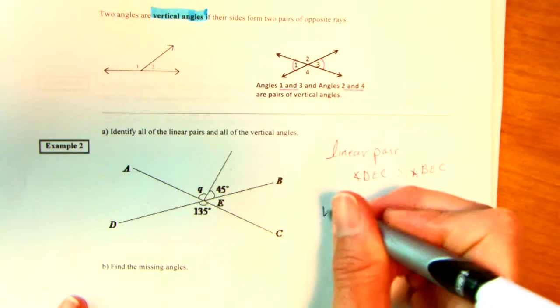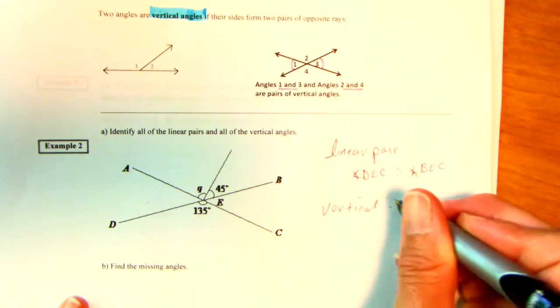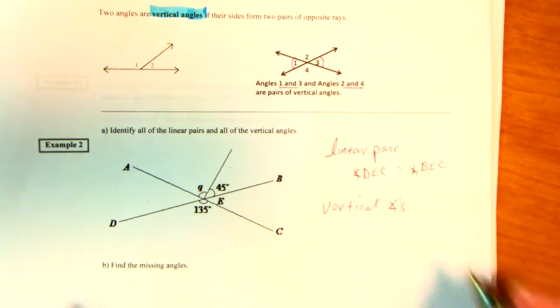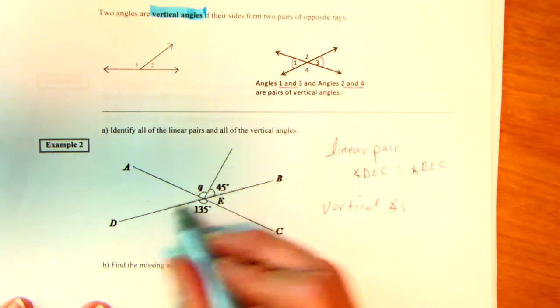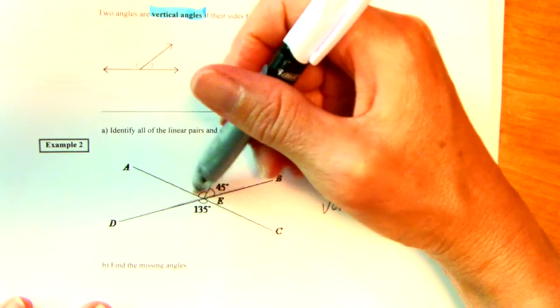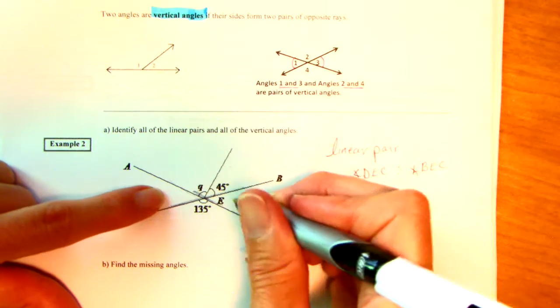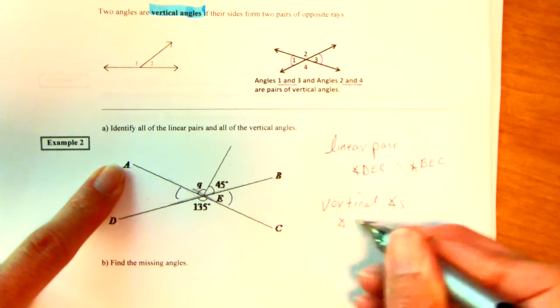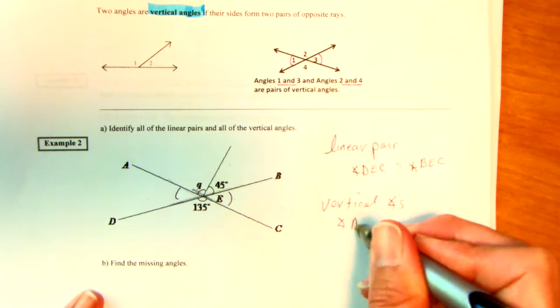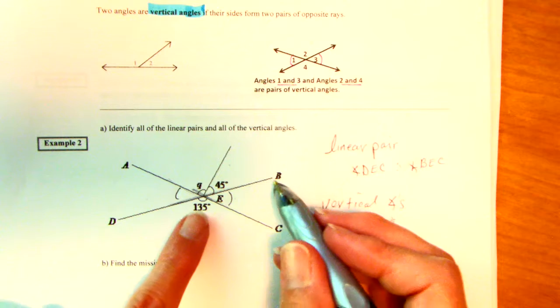Vertical angles. Vertical angles, basically, you want the lines to crisscross, and you'll have these two angles right here, vertical angles. So that means this angle is going to be the same as this one. So we have angle AED and angle BEC.